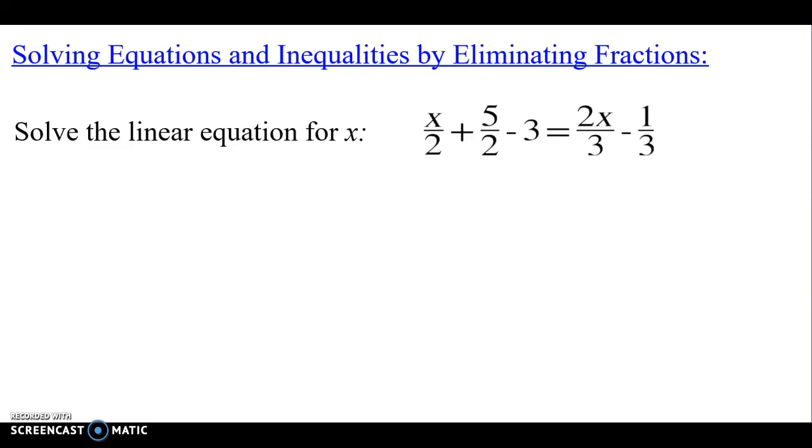All right, so this is how we solve equations that have fractions in it. How many of you love fractions? You're like, yes, I love fractions. You just get really happy when you see an equation with fractions in it? No? So we're going to eliminate them.